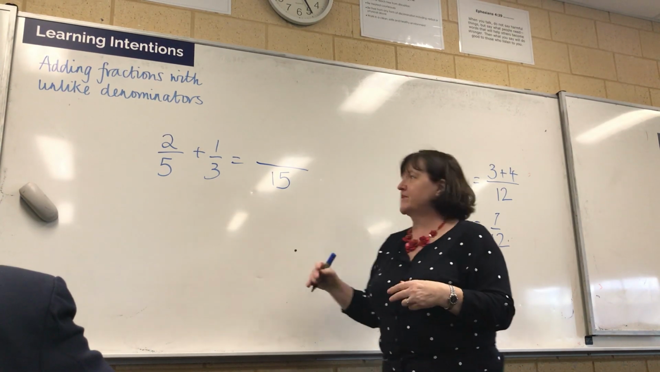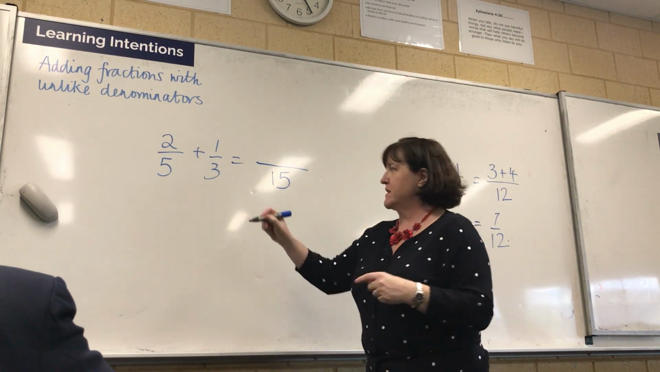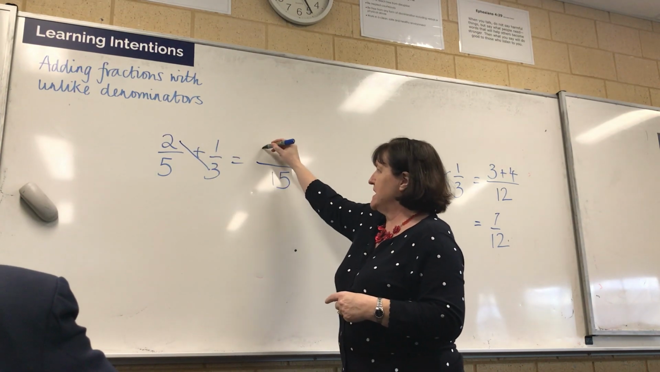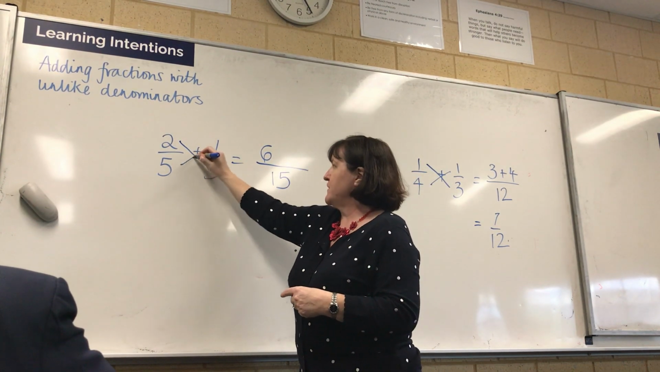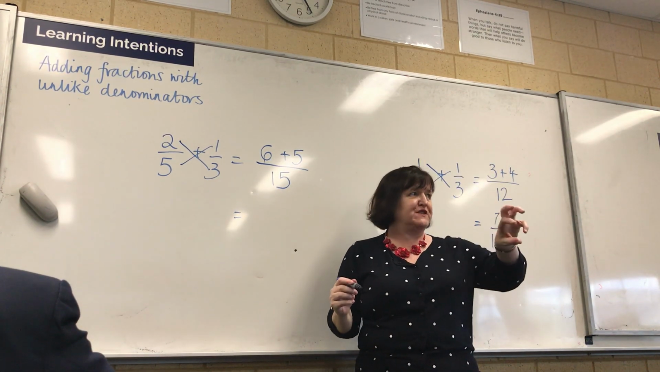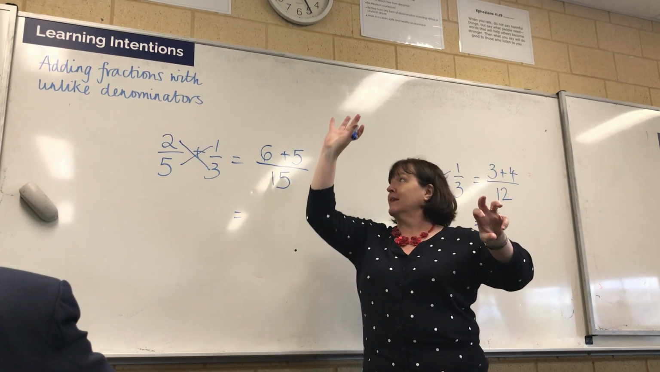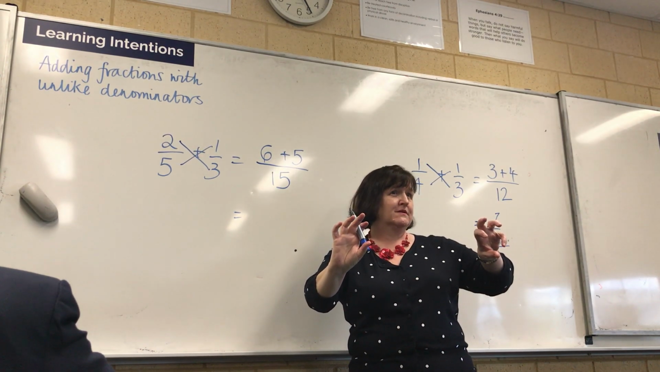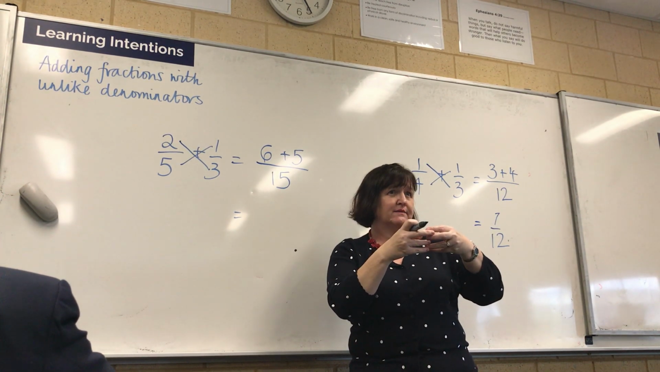5 threes are 15. Okay, we can do the cross-multiply method. 2 times 3 is 6. 5 times 1 is 5. So now we've got 6 fifteenths and 5 fifteenths. What have we got all together?